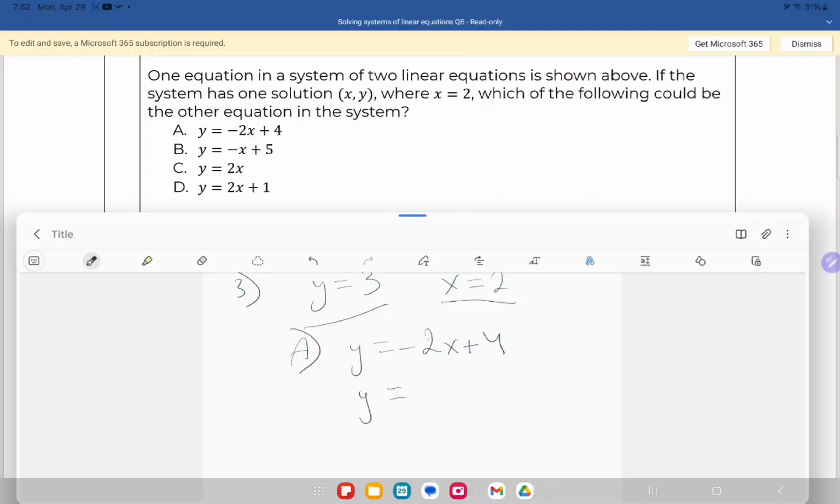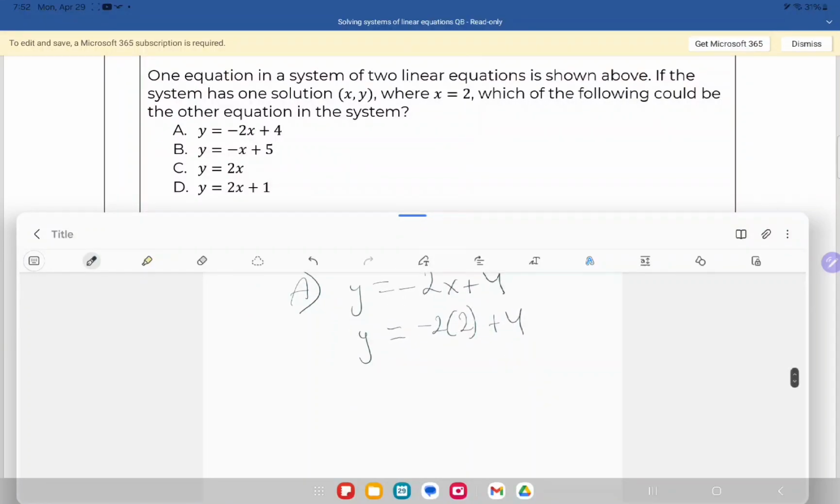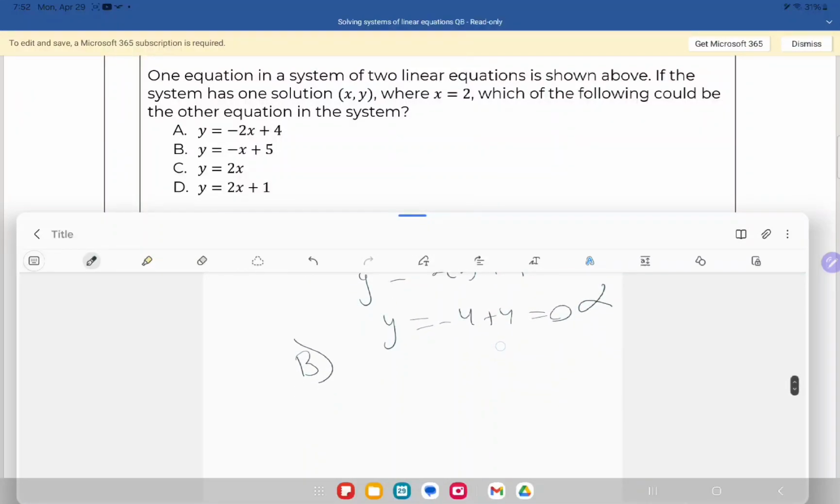If I substitute 2, I don't really have to solve each one manually because I can do it visually. A, B, C, D can be done visually without me actually solving them. Well, let's do it for the sake of solving. For A, y is equal to minus 2 times 2 plus 4, so y is equal to minus 4 plus 4, which is equal to 0. So A is wrong.